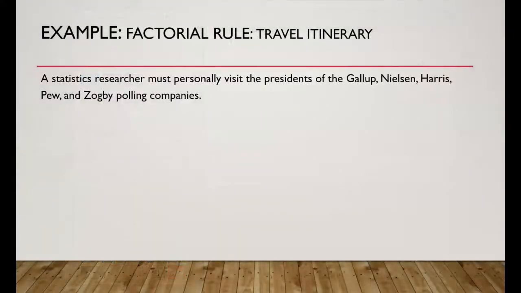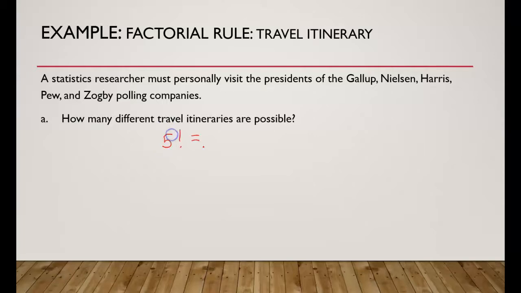A statistics researcher must personally visit the presidents of the Gallup, Nelson, Harris, Pew, and Zogby polling companies. Part A. How many different travel itineraries are possible? For those 5 different presidents, the number of different travel itineraries is 5 factorial. On the first trip, a researcher has 5 options to choose from. On the second trip, he has 4 options to choose from. On the third trip, he has 3 options to choose from, then 2 options, then 1 company is left.